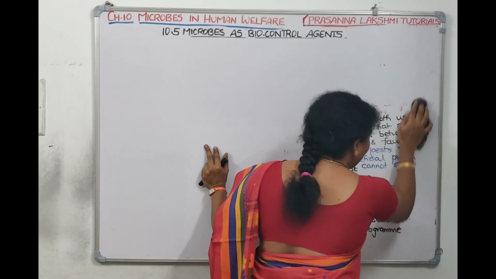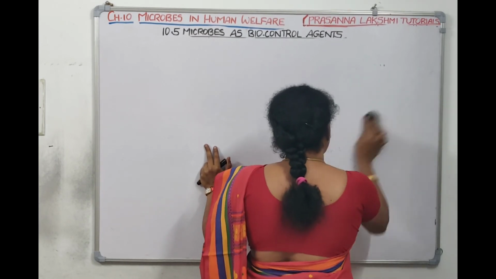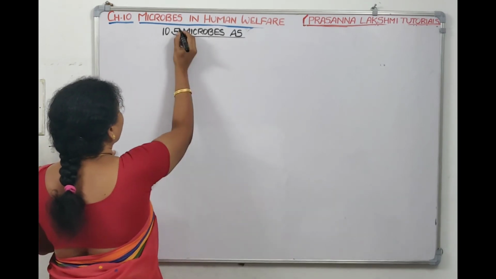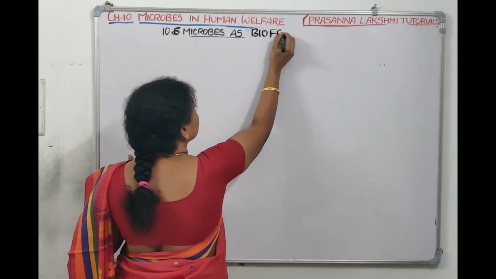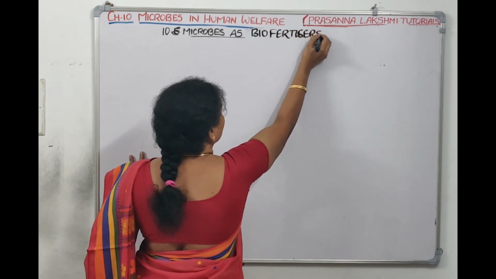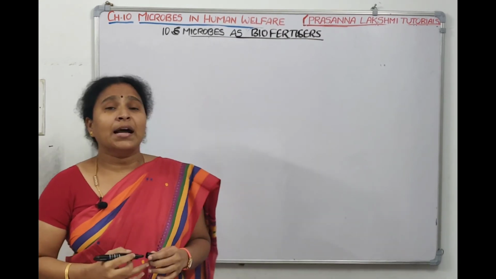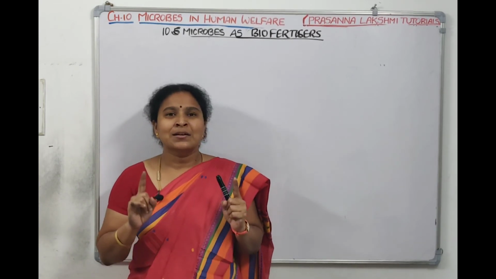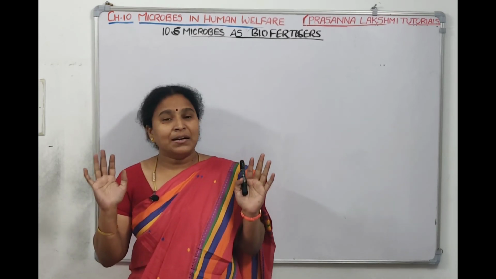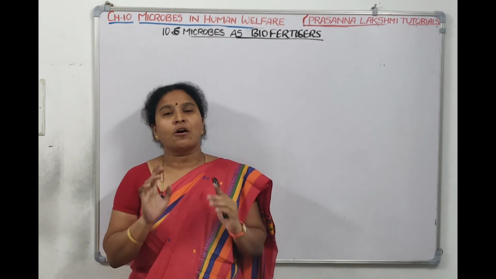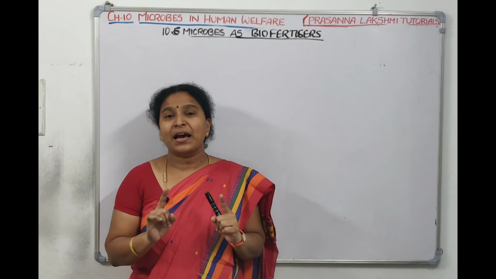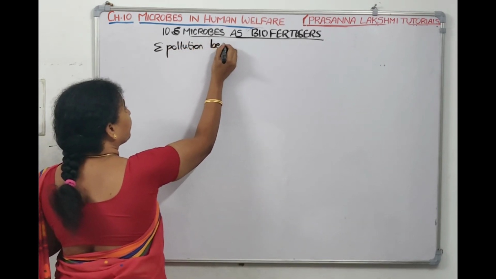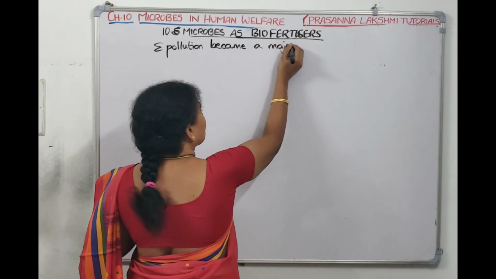Instead, if we go with biofertilizers, now biofertilizers means living organisms which will enrich the quality of the soil, then they are called biofertilizers. Microbes, 10.6, microbes as biofertilizers. Now with our present day lifestyle, we are causing too much environmental pollution. Nowadays environmental pollution has become a major cause of concern, right? Because of our present day lifestyles, we are damaging the environment, and environmental pollution has become a major cause of concern.